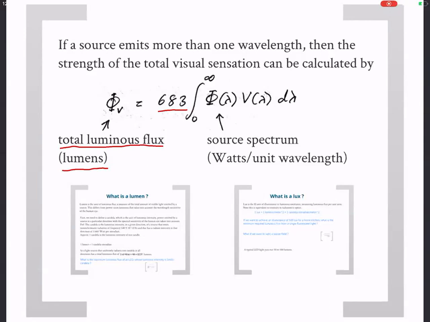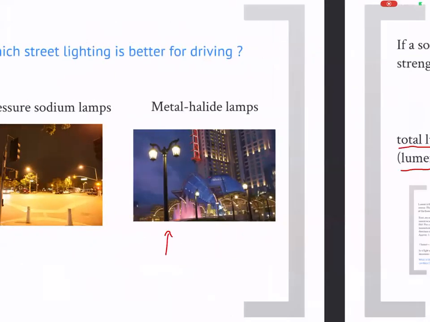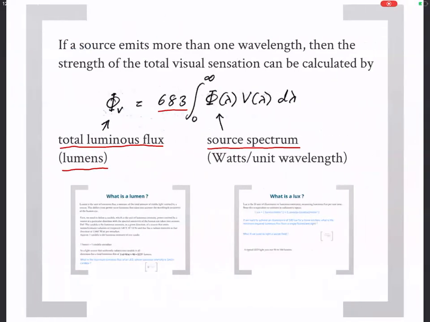of the source spectrum, which is this phi of lambda, which is in watts per unit wavelength. So this will be, for instance, the spectrum of the metal halide lamp, or the high pressure sodium lamp, or the sunlight, or whatever, multiplied by the sensitivity of the human eye. Okay, so that's pretty obvious, right? This is how much your eye will respond. This is the source spectrum, and this is just some normalization. You integrate everything, you get the total luminous flux, which is the total visual sensation of the source perceived by a human.